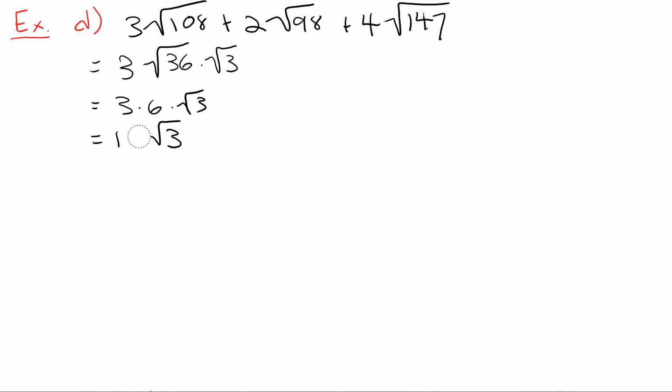I'm going to erase the 8. It doesn't look like an 8. I'm going to rewrite it. 18 root 3. Okay, so that's good. I've done that. Now I'm going to go back and try to simplify 2 root 98.